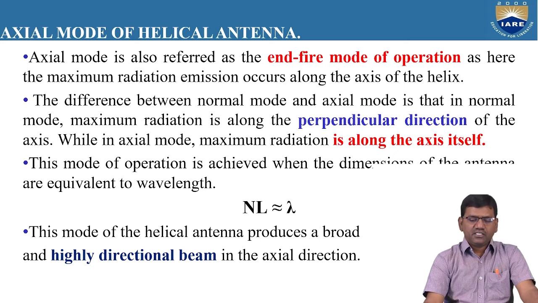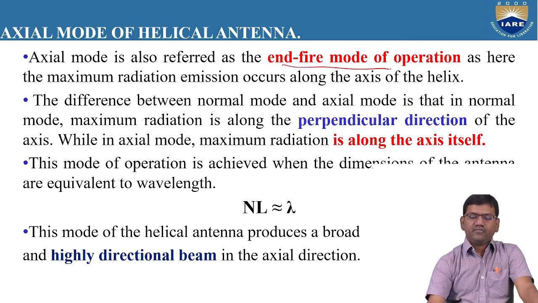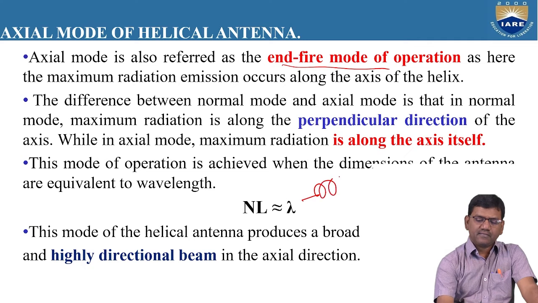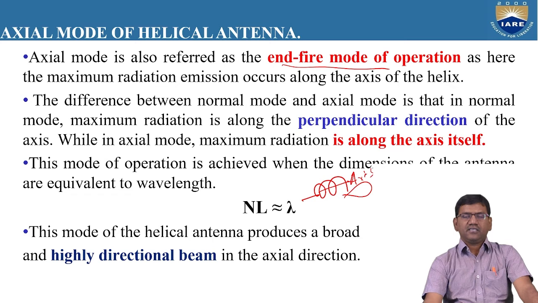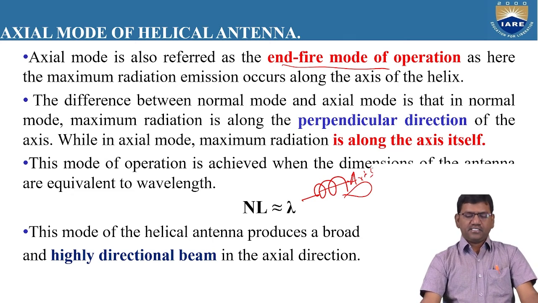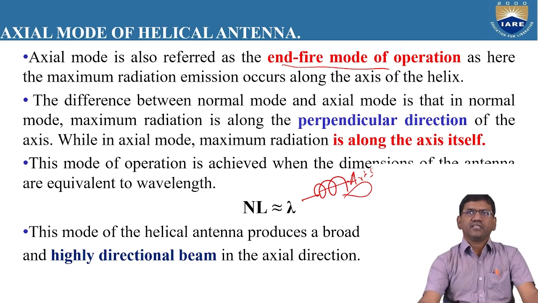Axial mode is also referred to as the end-fire mode of operation, as here the maximum radiation emission occurs along the axis of the helix. So, this is the helical antenna. This is known as the axis. So, along the axis of the helix, maximum radiation occurs. The difference between the normal mode and the axial mode is that in normal mode, the maximum radiation is along the perpendicular direction of the axis, while in the axial mode, the maximum radiation is along the axis itself.